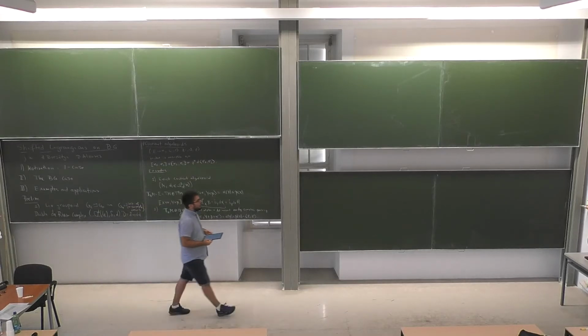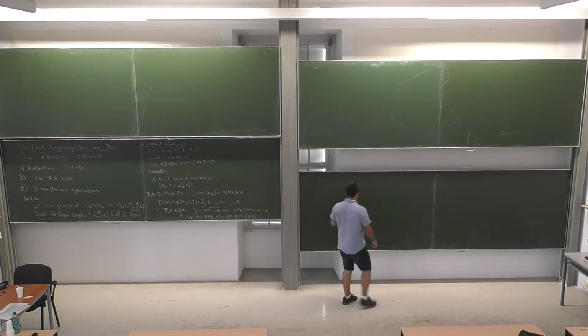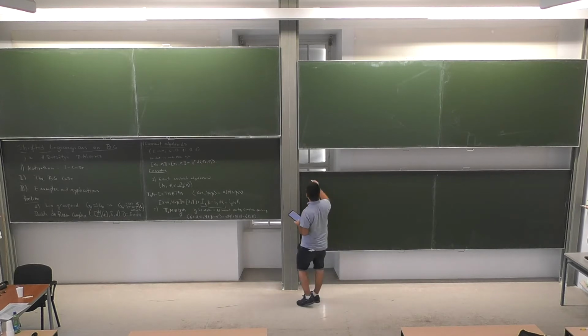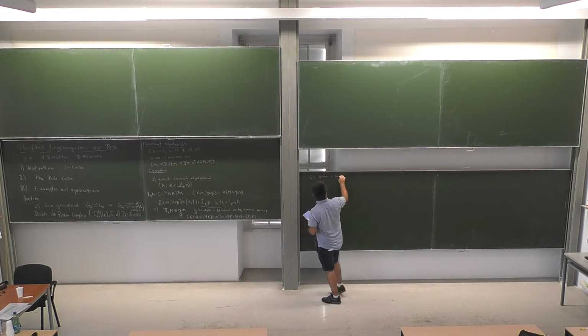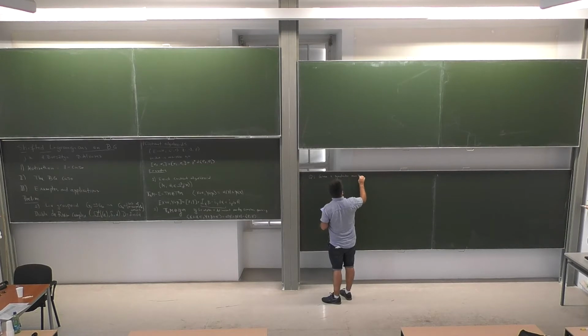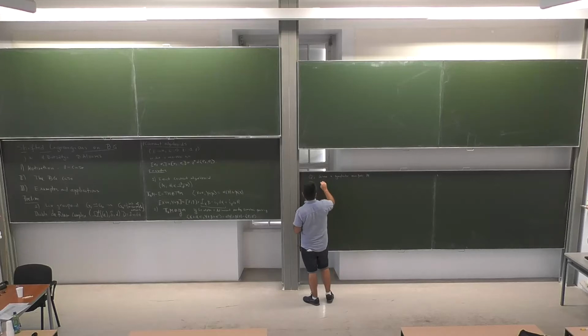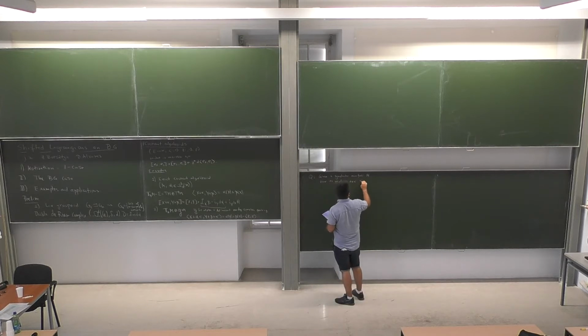And basically, what I want to answer to give the motivation is the following question. So given a symplectic manifold M, how to produce new symplectic manifolds?